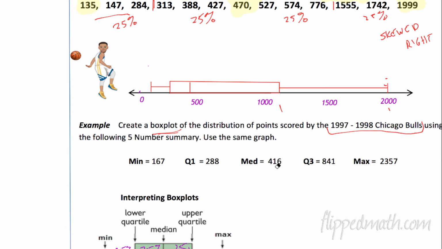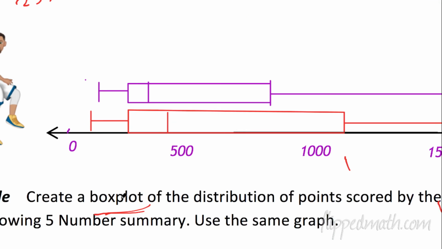Here's the 5-number summary. I've already figured it out for you. Go ahead and plot it right here on the same number line right above this box plot. Go ahead, pause the video, and plot the Chicago Bulls from 1997-98. Plot their box plot on the same number line. Go.